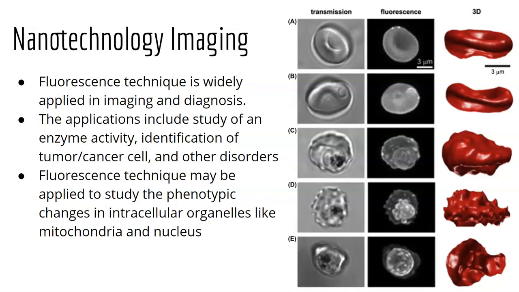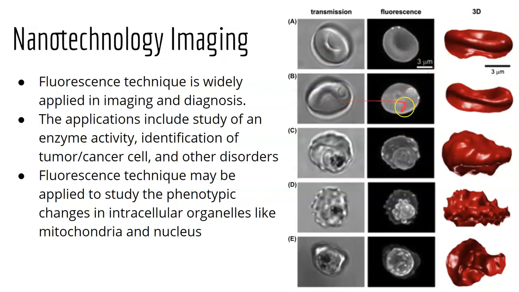Now, in the photo on the right here, you can see that this column is a transmission column, and this column is the fluorescent column, and then this column is a 3D column using the information from transmission technology and fluorescence technology, adding it together to find what the 3D image actually looks like. Now, these are samples of blood cells that look different. You can see that they look different in the transmission and the fluorescent, and then they have used that information to make it into a 3D model.